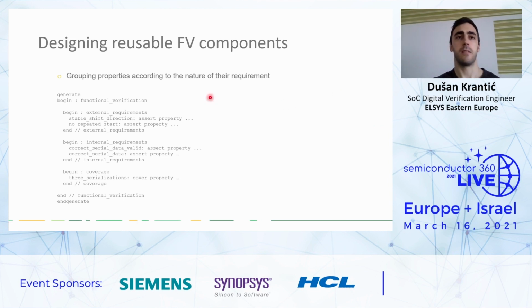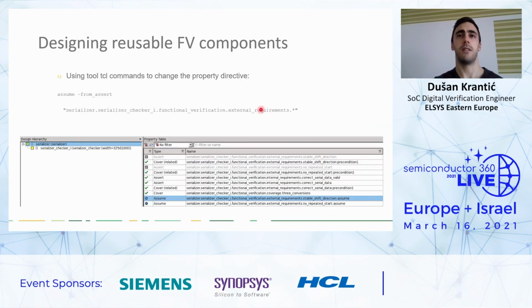So for example, this stable shift direction defined like this now becomes functional verification dot external requirements dot stable shift direction. So without any prefixing of the names, we have achieved this goal of having a name which stands out from others. So if we want to do some modification on the external requirements, we can just use this string, use the wildcard, for example, functional verification dot external requirements dot everything.